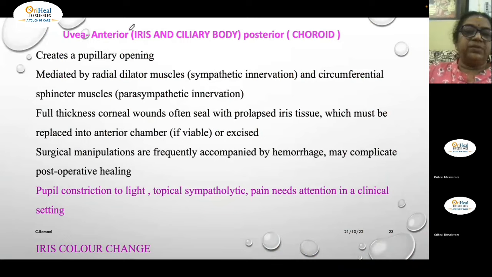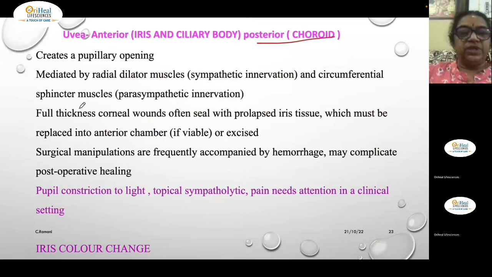So the anterior most structure of the uvea, so you have the fibrous coat, then the vascular coat. Fibrous coat consists of sclera and cornea that we have finished. Coming to the vascular coat, you have the anterior uvea consisting of iris and ciliary body, and the posterior is mainly the choroid. So the iris actually results in a pupillary opening, and this is mainly mediated by the innervations that are there for the iris or for the pupil.